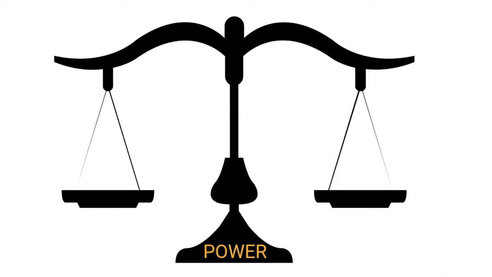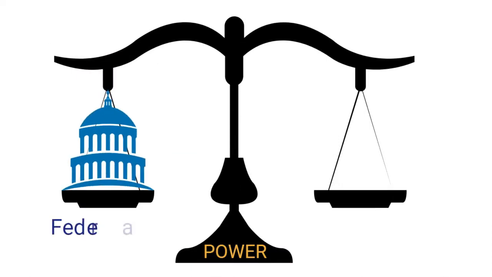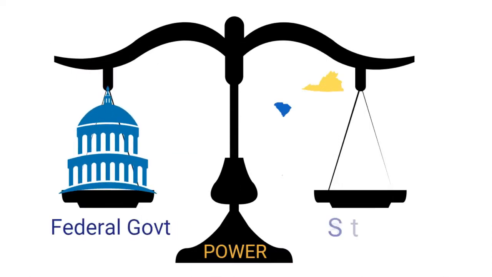The other major item that they have to compromise is the balancing of power between federal government, the Congress, and states.